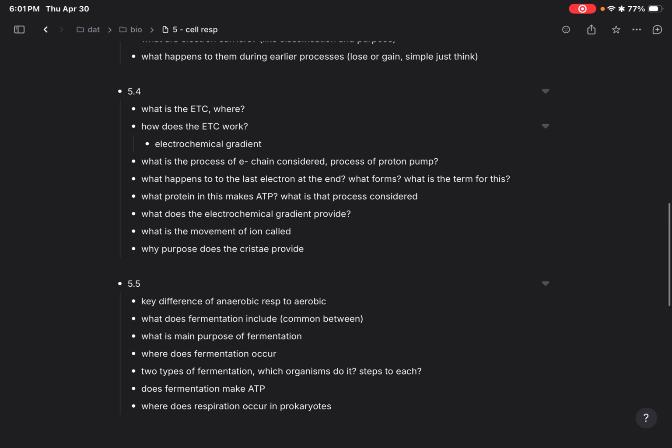What is the electron transport chain? The electron transport chain is a chain of electron transports. Where does it happen? It's in the mitochondria on the inner membrane. How does the ETC work? It forms an electrochemical gradient.